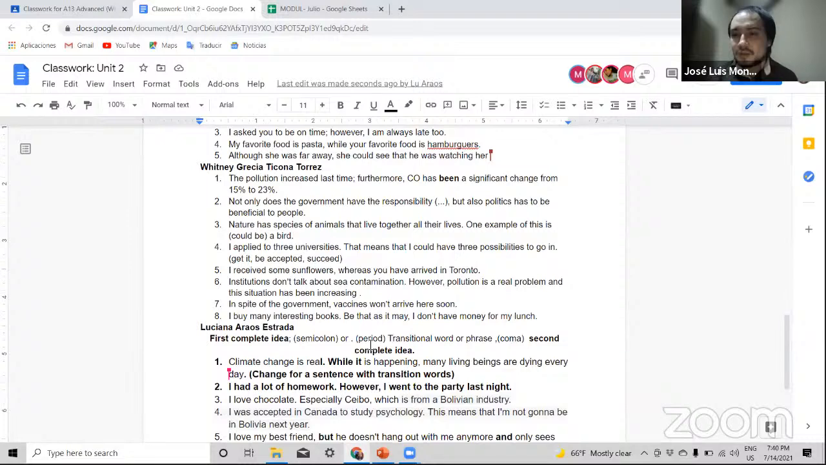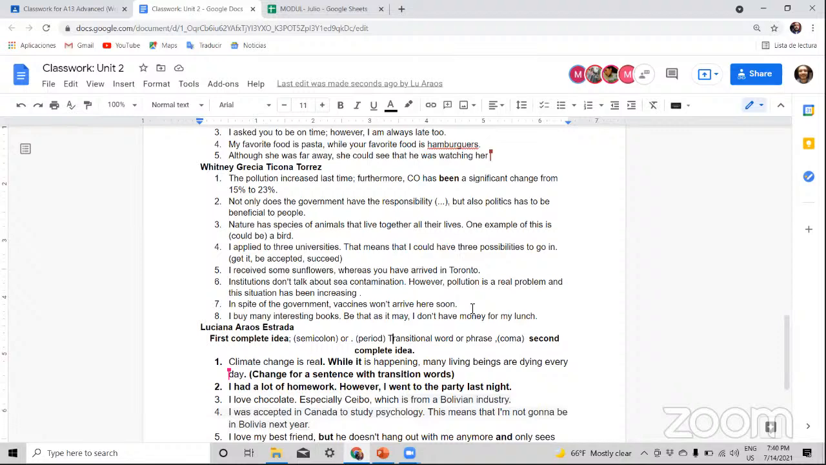won't arrive here soon, right? So in that way, you are telling me the action that the government is doing without working in a complete sentence. Because if you say the government's efforts, the government's negotiations, it's not a complete sentence. It's still a phrase. I don't know if you have any questions with that. I see, yes, teacher. So the government is like an adjective. No, the government here is only a noun.